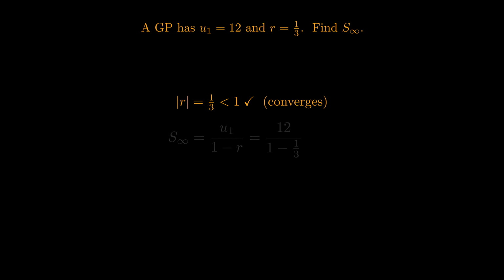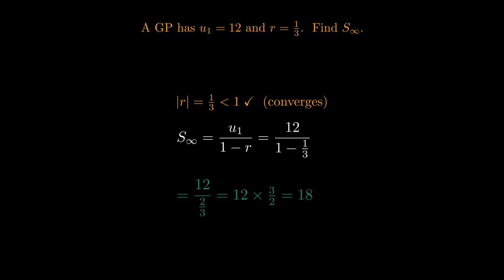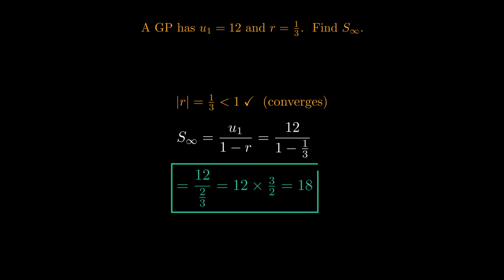Now substitute into u1 over 1 minus r. 12 over 1 minus 1/3. 1 minus 1/3 is 2/3. And dividing by 2/3 means multiplying by 3 over 2. 12 times 3 over 2 is 18.